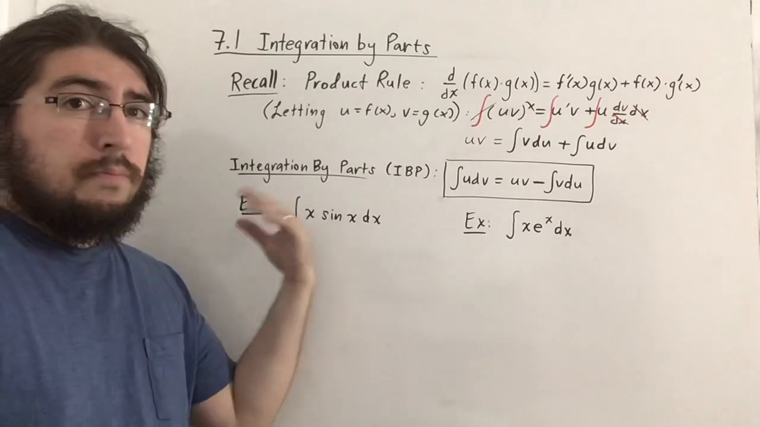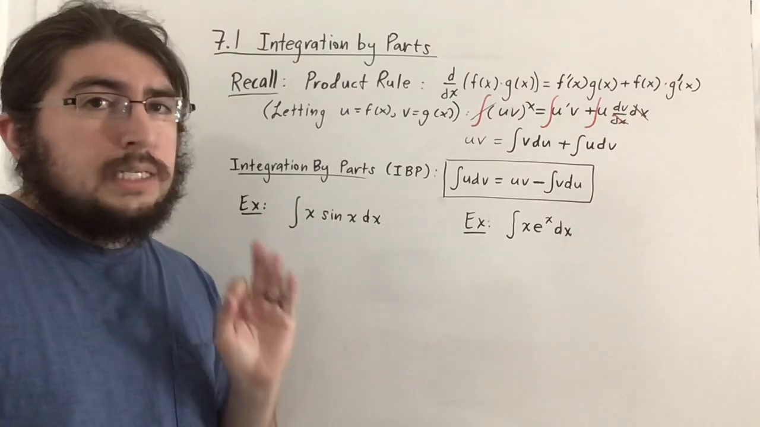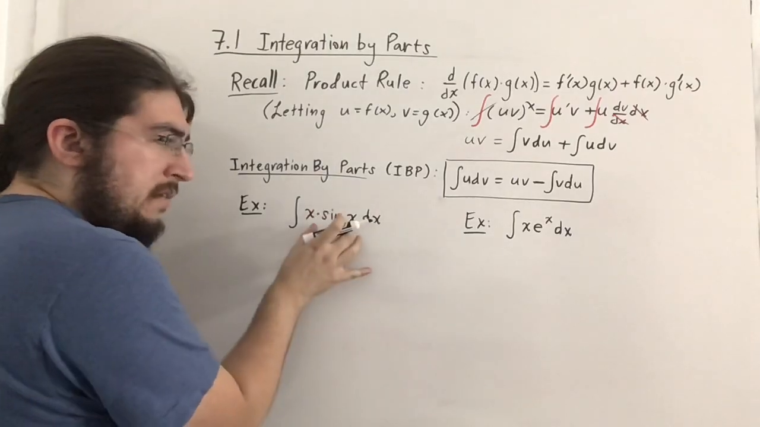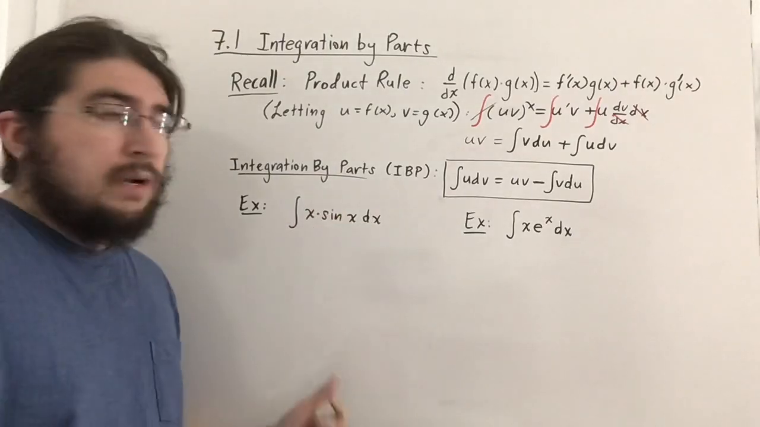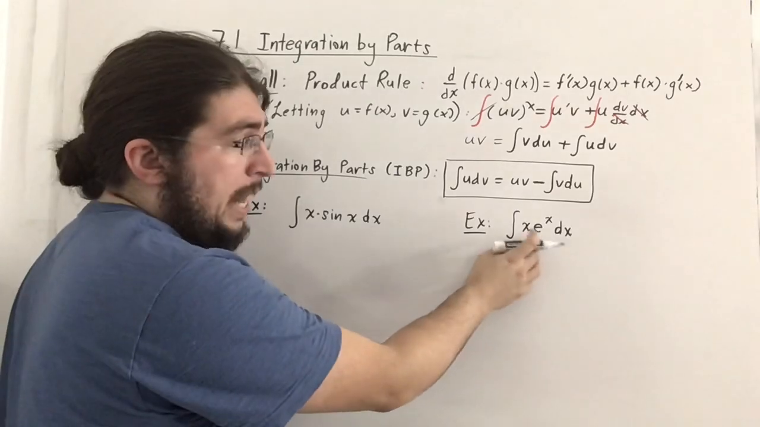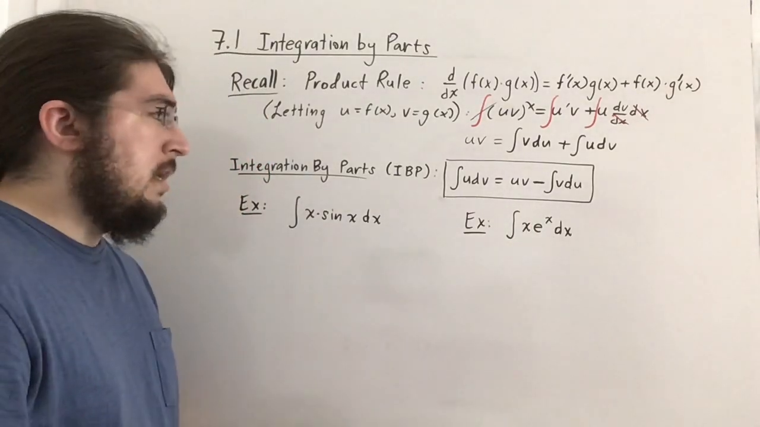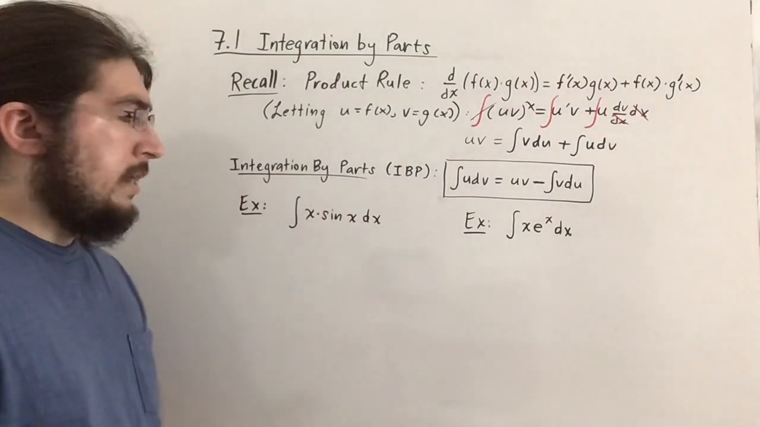So if you ever have a product of two functions, especially if they're different types of functions, and notice here we have x times sine of x, so it's a polynomial times a trig function. Here we have x times e to the x, so it's a polynomial times an exponential function. Then we can try to apply integration by parts.